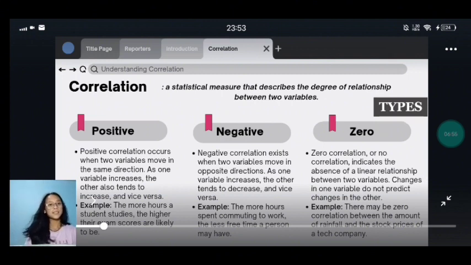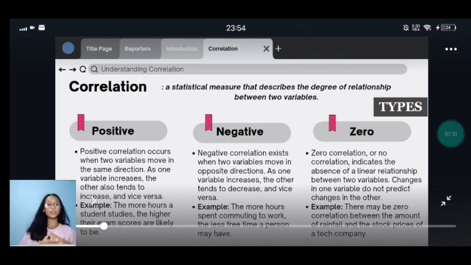So, it is a statistical measure that describes the degree of relationship between two variables, the independent variable and the dependent variable. So, naay three types of correlation which are the positive, negative, and zero correlation. So, first one is positive. Positive correlation occurs when two variables move in the same direction. As one variable increases, the other also tends to increase and vice versa.